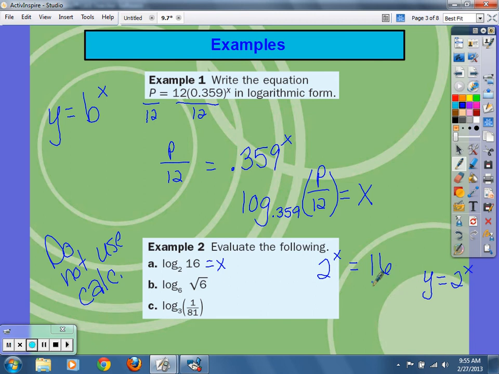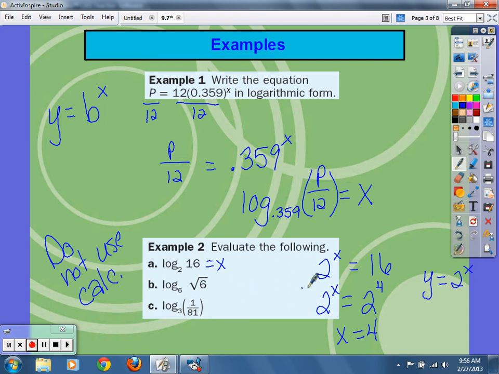Well, I can rewrite 16 with a base of 2. 2 to the x equals 2 to the, how else can I write 16? Well, 2 squared is 4, 2 to the third is 8, 2 to the fourth is 16. This is a legal move because 16 and 2 to the fourth are equivalent values, so I can substitute there. So now I can see right away, what does x have to equal? X has to equal 4 for those two statements to be equal.